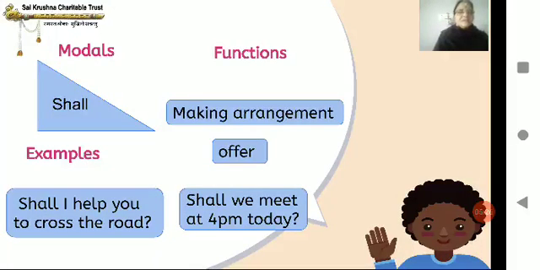Shall. Shall is a modal and its functions are making arrangements and offer. Shall I help you to cross the road? You're asking the person's consent. Shall we meet at 4 p.m. today? You're making an arrangement. If we have to meet at 4 p.m., let's know now.